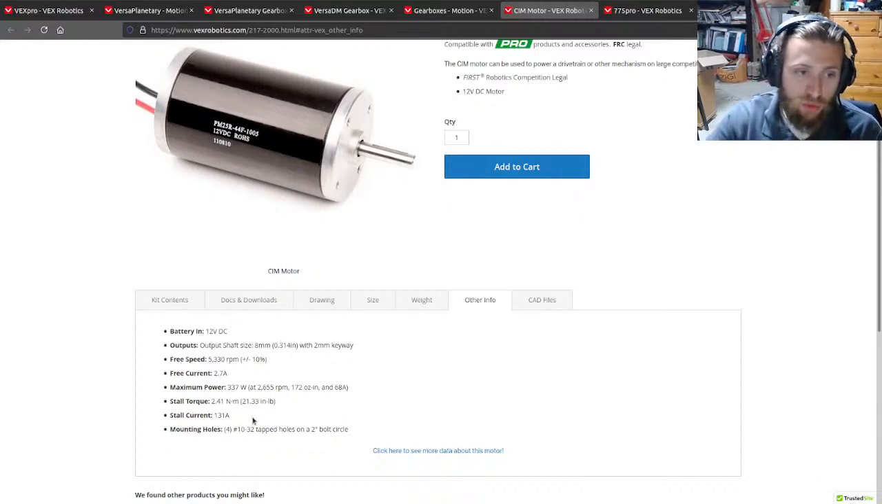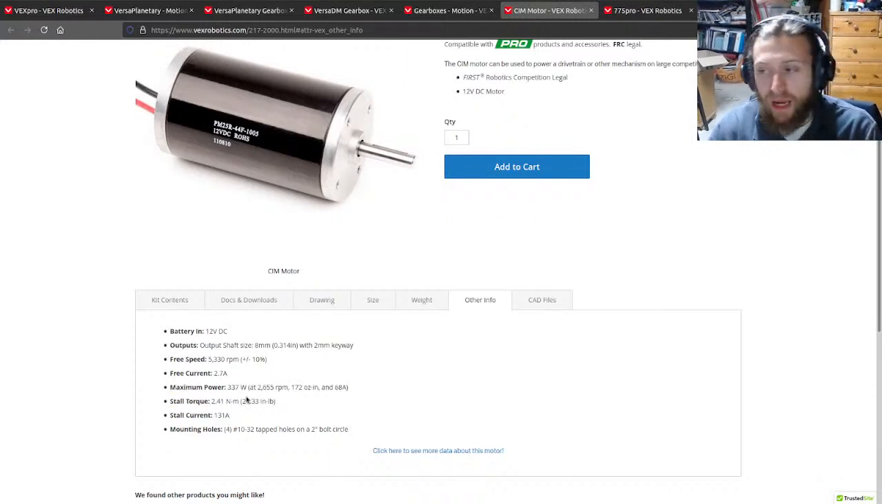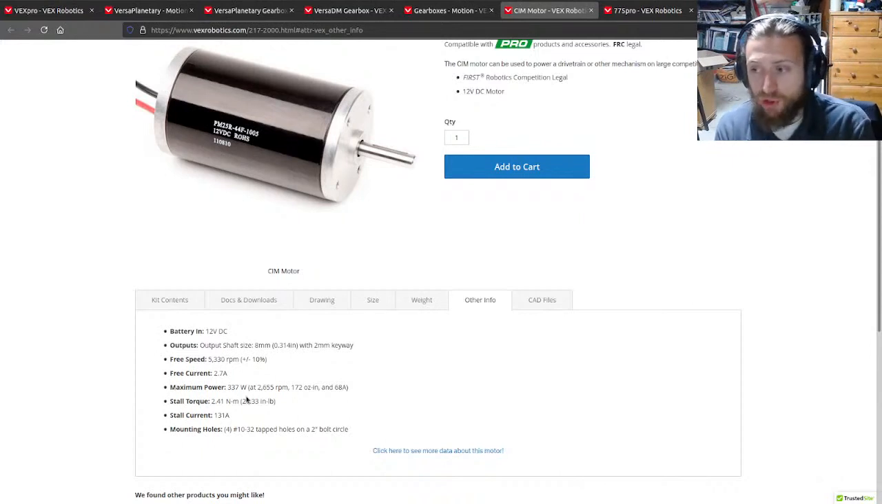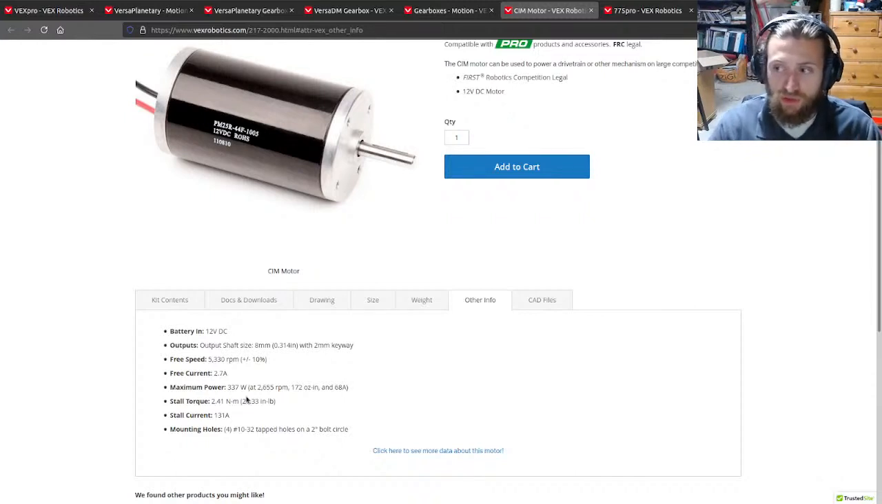Stall torque, this is an important number to us, and stall current is also a very important number to us. This is the maximum amount of torque the motor can apply. So very clearly, this motor alone cannot do our job. We need a gearbox to make it produce more torque. Stall current is how much current the motor is going to draw at stall. Stall is when it's working the hardest. At stall, it's not moving, but it's still energizing, so it's really trying to push as hard as it can. So it's going to draw 131 amps. That's like a ton of current.